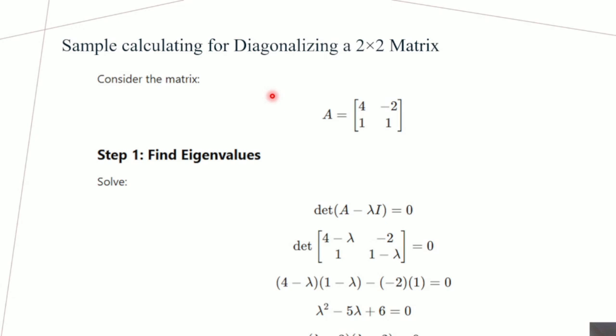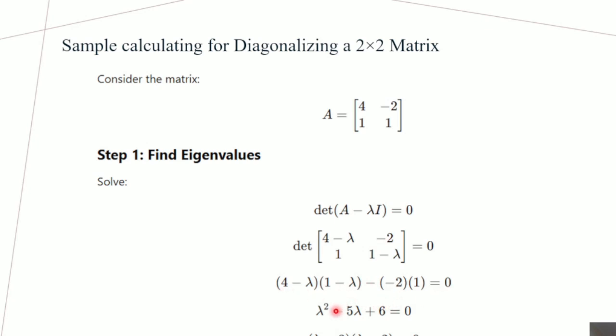Eigenvalues are found like this: the determinant of A minus lambda I equal to 0. So we put the A value [4, -2; 1, 1], and then we subtract lambda, giving [4 minus lambda, -2; 1, 1 minus lambda] equal to 0. And then we solve this determinant: (4 minus lambda)(1 minus lambda) minus (-2)(1) equal to 0, multiplying diagonally.